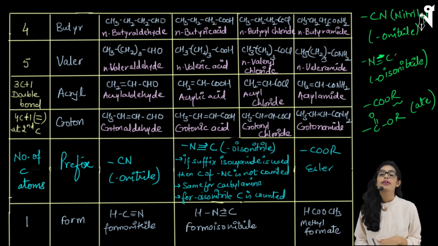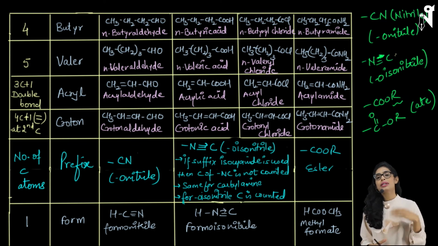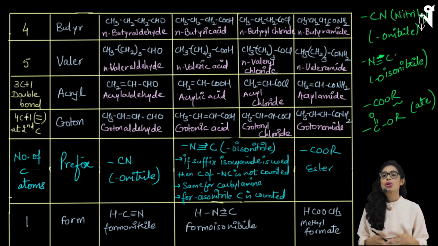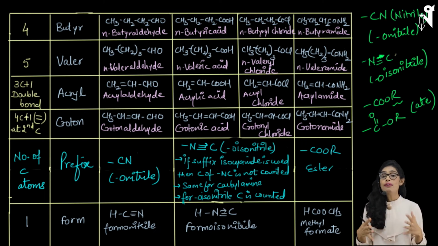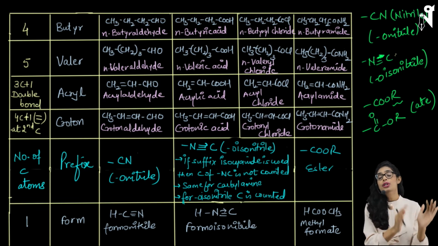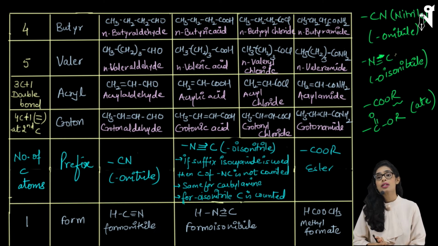Okay, now we already know what is the word root for n equal to 1 to n equal to 5. That is, one is called form, second is called acet, third is called propion, fourth is called butyr, fifth is called valer. Then the combination of 3 carbons with 1 double bond is called acryl, and the combination of 4 carbon chains in total with the double bond present in the center is called croton. And now we will use these common names of word root along with these functional group suffixes, and we'll see what names we will get.